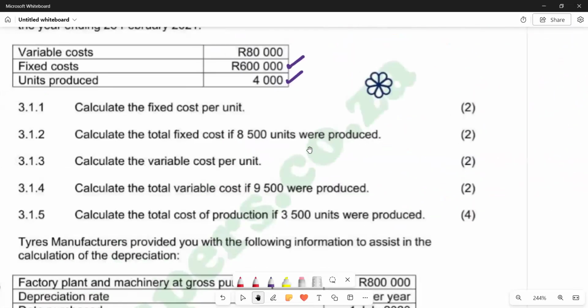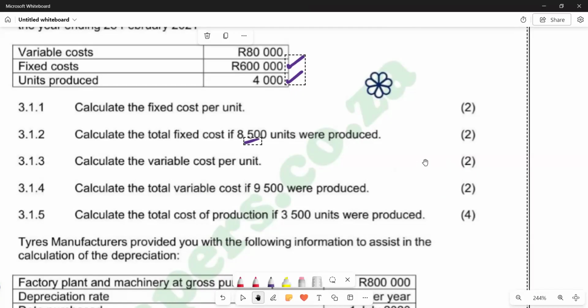We are asked to calculate the total fixed cost if 8,500 units were produced. You see that the units have more than doubled. What does it mean? Remember, on the definition of fixed cost, we said it doesn't vary with the level of production. It means we are going to have the same amount of fixed costs by producing 8,500 as we incurred with 4,000, which is the same 600,000. So we are not going to calculate anything. We're just going to pick the fixed cost that we are given, which is 600,000.